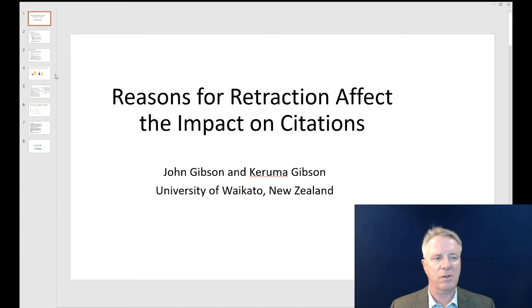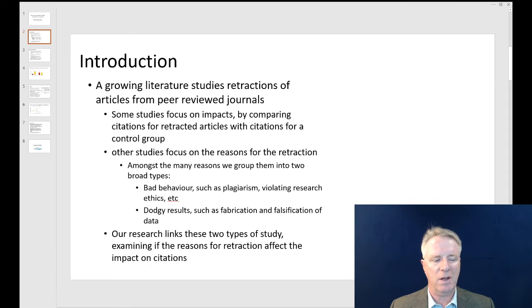There's a large literature which is studying the impact of retractions of articles from peer-reviewed journals, and this literature can be broken into two broad parts. Some studies focus on the impacts of the retraction. They look at articles that are retracted and construct control groups of unretracted articles, and they compare the time path of the citations for the two groups to see what was the actual impact of the retraction on the scholars and on the research field.